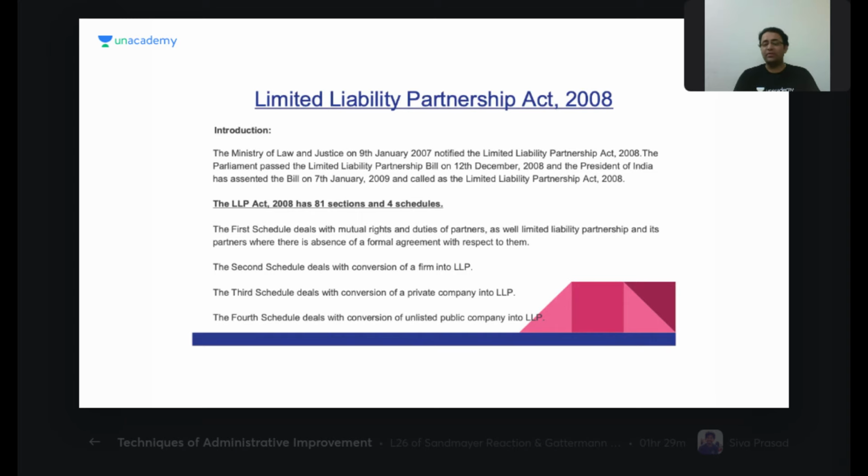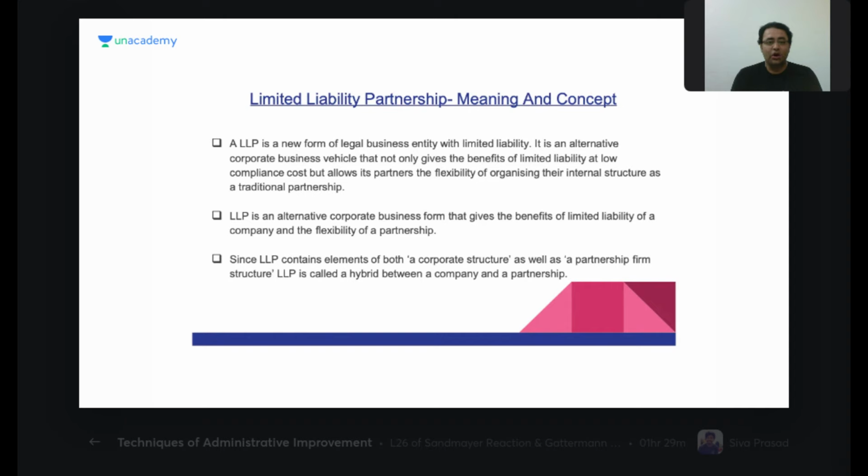Now, limited liability partnership meaning and concept. Hi Anushka. An LLP is a form of legal business entity with limited liability. It is an alternative corporate business vehicle that not only gives the benefits of limited liability at low compliance cost, but allows its partners the flexibility of organizing the internal structure as a traditional partnership.